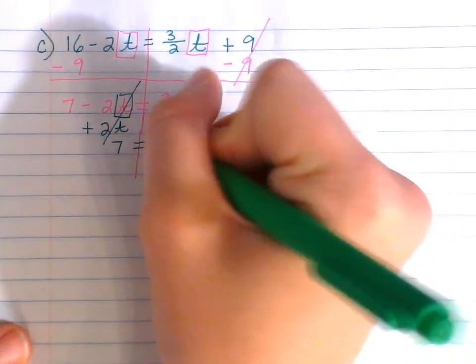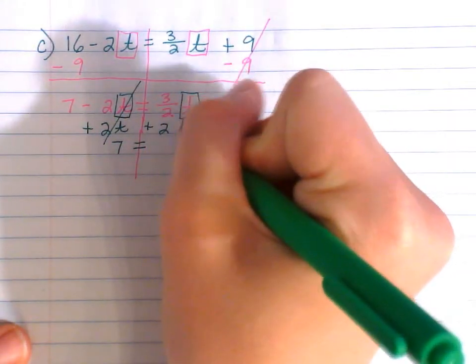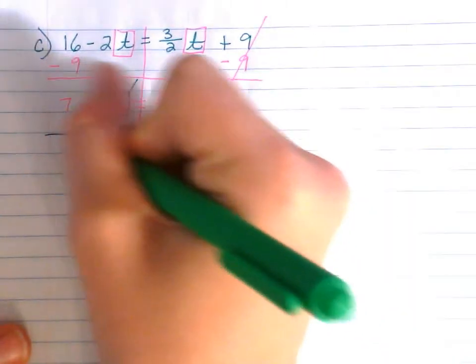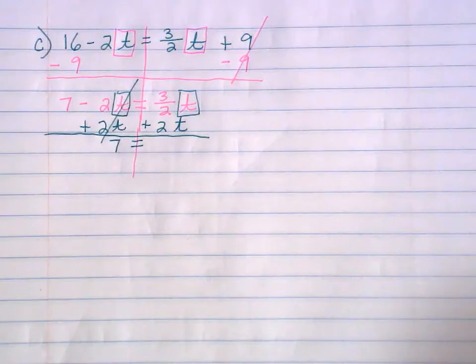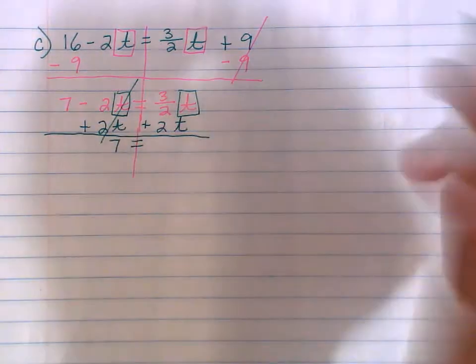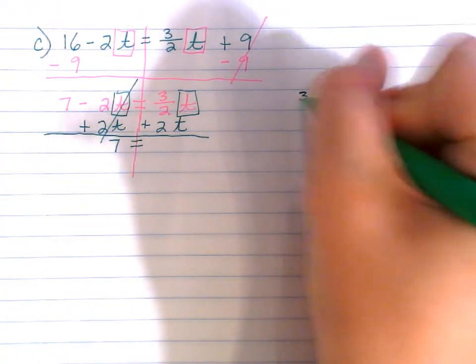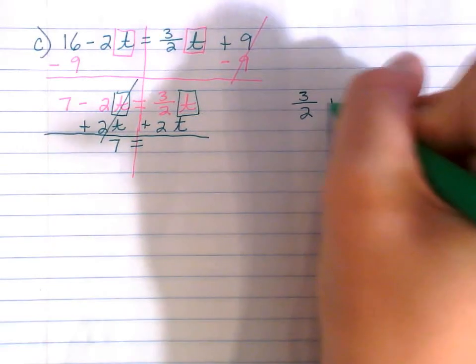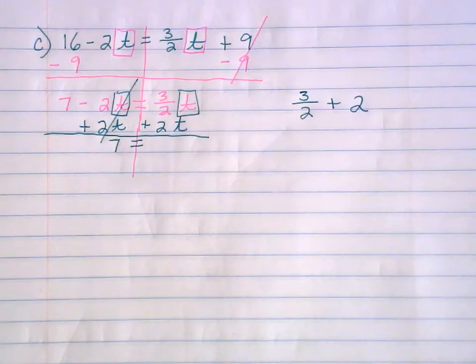What I do to one side, I have to do to the other side. Should have skipped a line. So 3/2 t plus 2t. Okay, so let's do it over here. 3/2 plus 2.